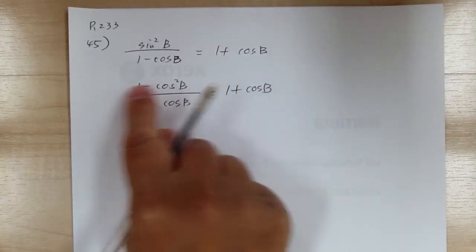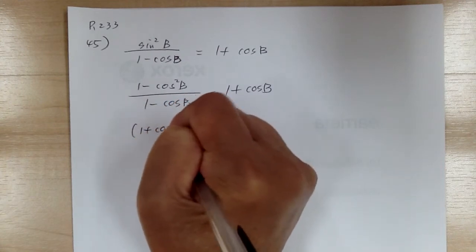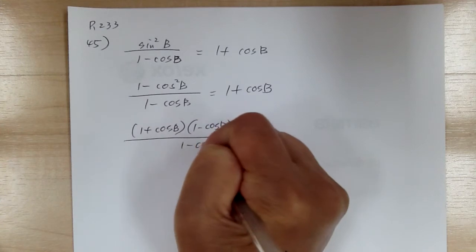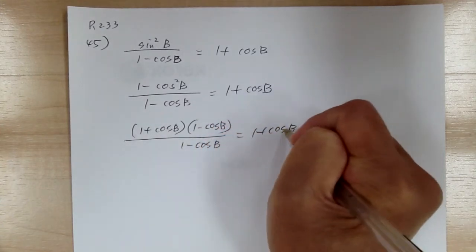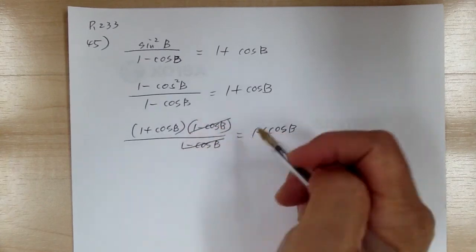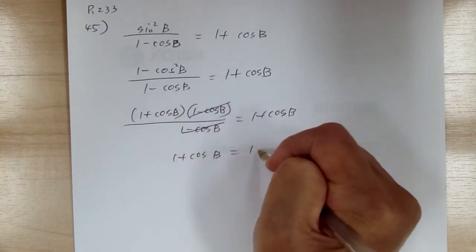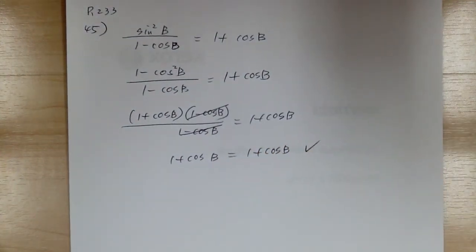And this is the difference of squares. You need to factor into conjugates, so it will be 1 plus cosine, 1 minus cosine. And this will cancel out. So I get 1 minus cosine b equal to 1 minus cosine b. Check. Okay, let's go to number 47.